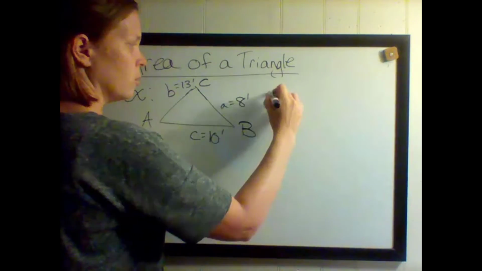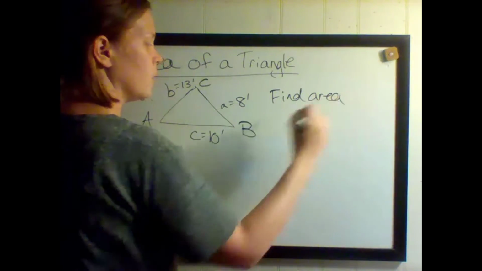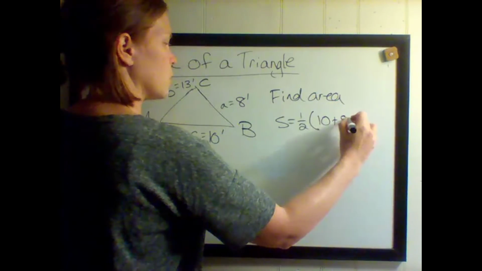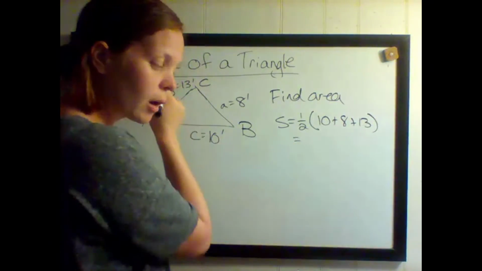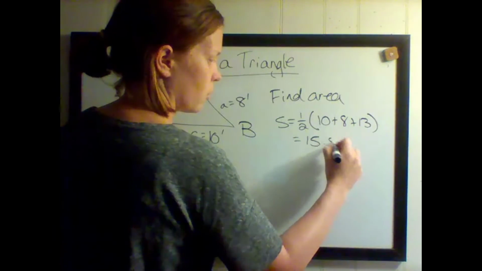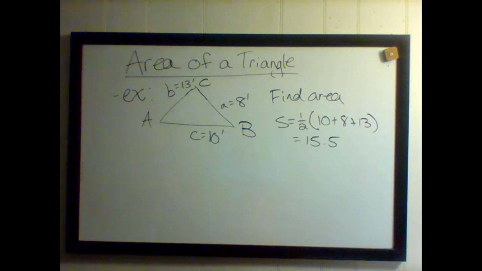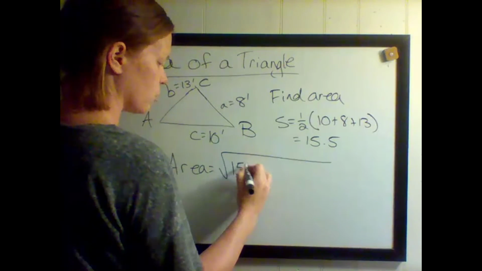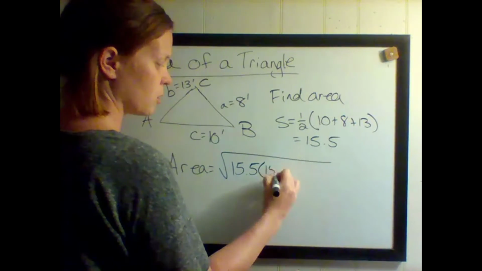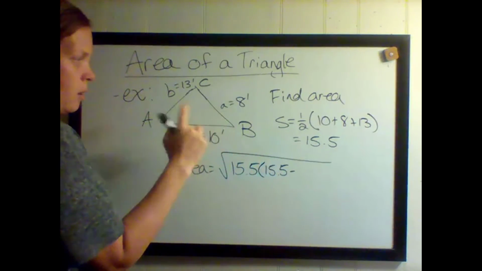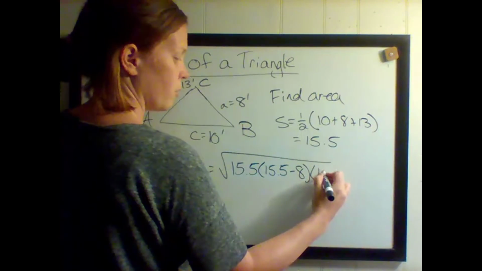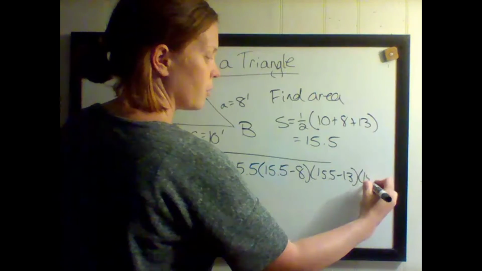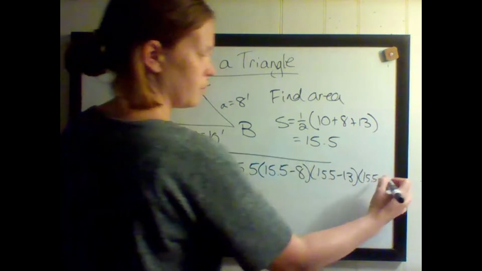First thing I'm going to do, if I want to find the area, is find that S: 1/2 of 10 plus 8 plus 13. So that is 15.5. That is now what I'm going to use in the area formula. Square root of, so notice it was S, so 15.5 times 15.5 minus A, so minus 8, times 15.5 minus B, so minus 13, and 15.5 minus 10.